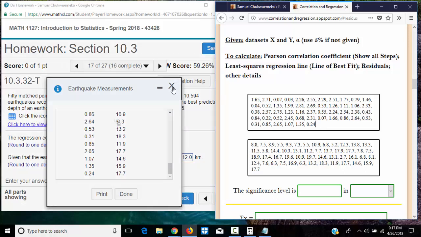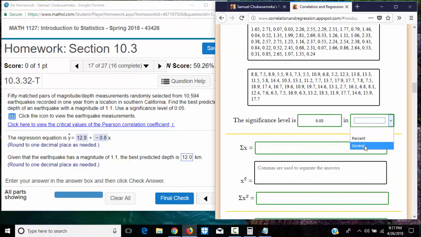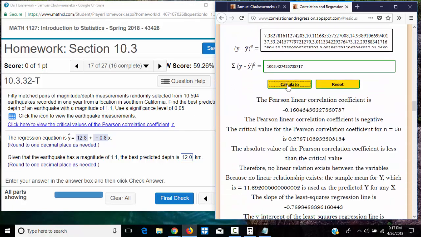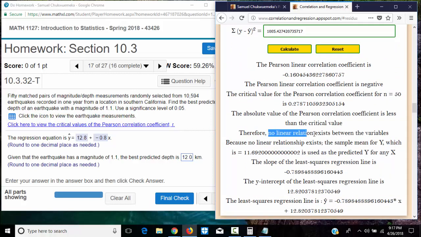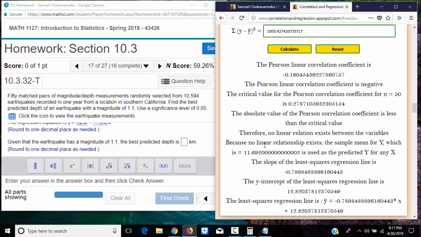All right. Okay, I pray to God I get this right. Now 0.05 in decimal, and then calculate. So no linear relation exists between the variables, none. Yeah, probably Statcrunch is treating it as if there is a linear relationship. All right, folks, the best predicted depth in this case to one decimal place will be 11.7.